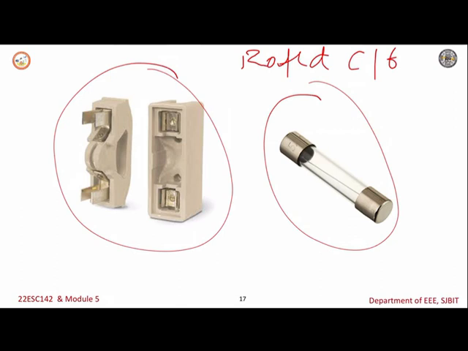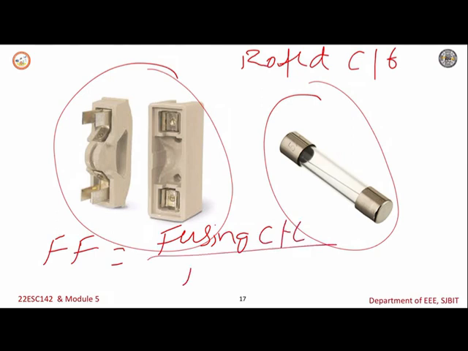Rated current is the maximum amount of current which the fusing element can carry without melting. But the fusing current is the minimum value of current; if that amount of current flows through the fuse, it gets melted down. So the next one is the fusing factor. The fusing factor is given by the fusing current divided by the rated current. So the fusing factor is the ratio of the fusing current to the rated current. As we discussed, the fusing current is always greater than the rated current, so the fusing factor should always be greater than 1.